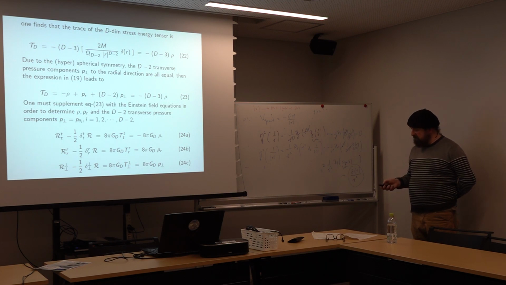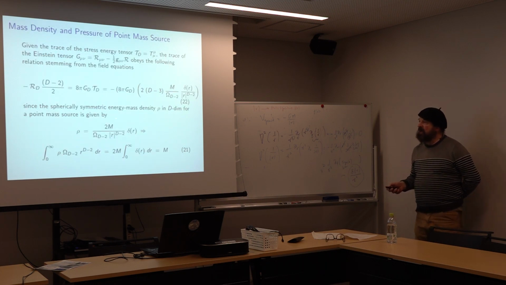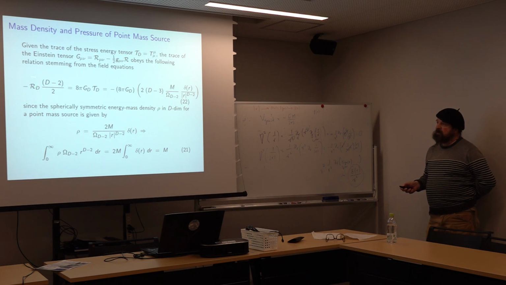It has to be related to the scalar curvature. Because remember, when you take the trace of the Einstein field equations, the trace of this equation here will give you a quantity proportional to the scalar curvature. On the right-hand side, if you take the trace of the stress energy tensor, you're going to find a relationship between the scalar curvature and the trace of the stress energy tensor.